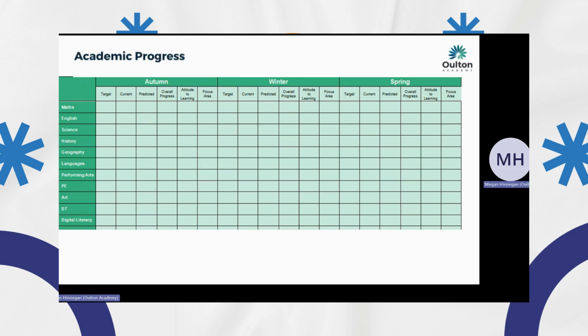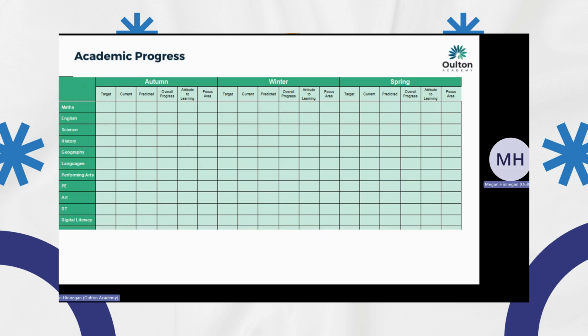If it is a subject that is not starting GCSE yet, so your maths, English, science, etc., they will receive an overall progress grade. That overall progress is in relation to their target grade. So it will have a descriptor either being significantly below their target grade, slightly below target grade, on target grade, or expected to achieve above their target grade.